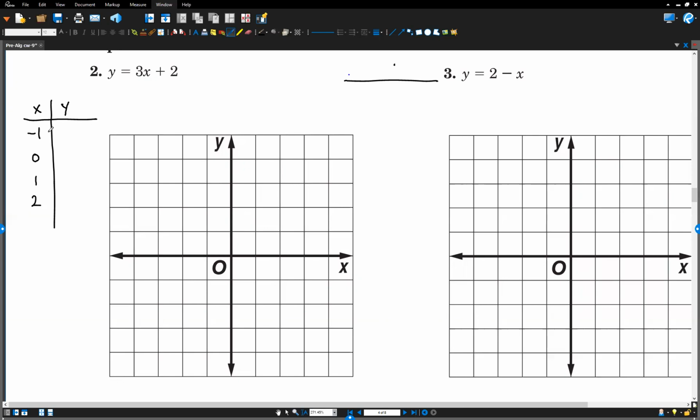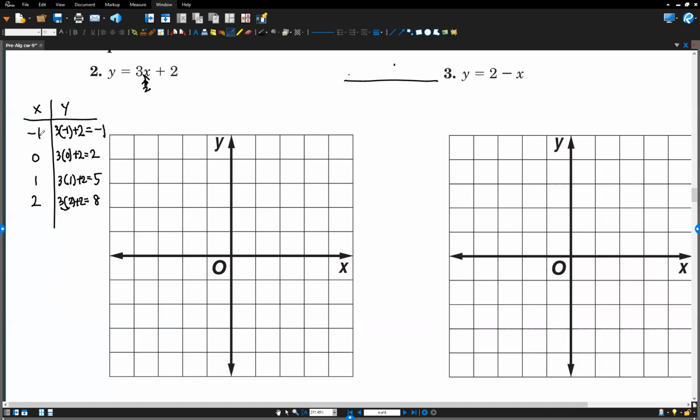What is the value of y when x equals negative 1? Anybody know? 3 times negative 1, but we still have a 2 there. Negative 3 plus 2 equals negative 1, right? Now the next x is 0. 3 times 0 plus 2 is 2. If x is 1, what is y? 3 times 1 plus 2 equals 5. One more. When x is 2, what is y? 3 times 2 is 6 plus 2 is 8.